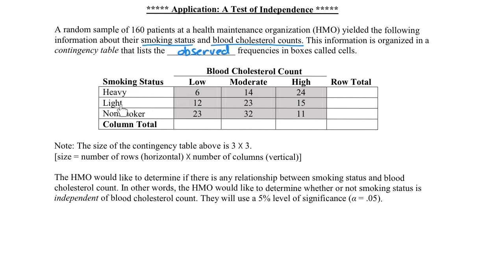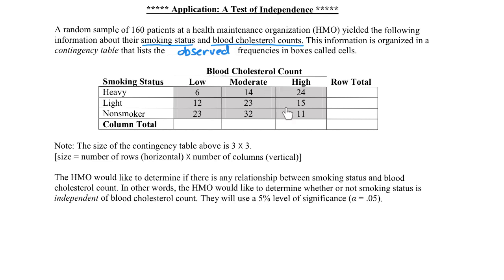Right? So this right here is smoking status, and these columns here are blood cholesterol count: low, moderate, or high. Let me make a couple notes here. The size of the table is 3x3. The size comes from the number of rows, which are horizontal, so there are 3 rows for smoking status, and the number of vertical columns, 3 columns, for blood cholesterol count. So this is a 3x3 table.